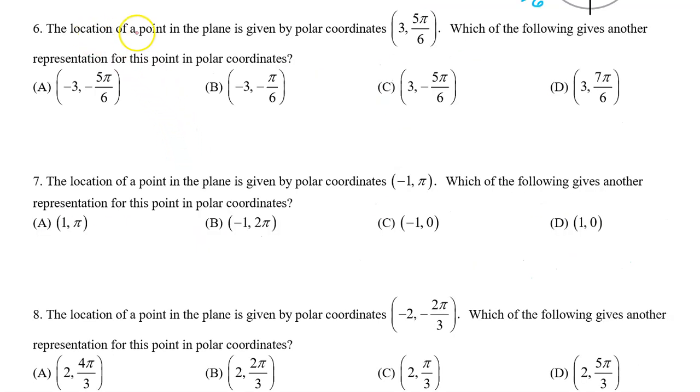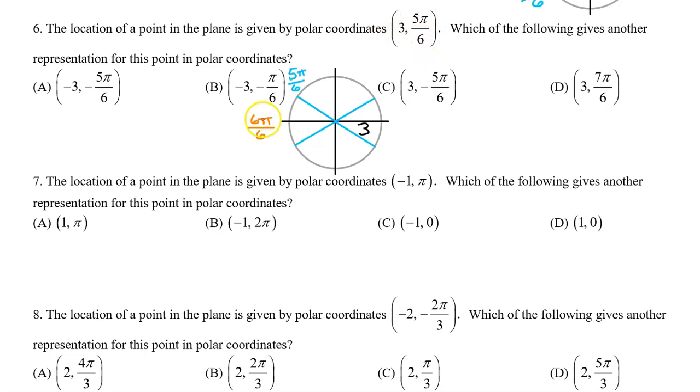Number 6. The location of a point in the plane is given by polar coordinates 3 comma 5 pi over 6. Which of the following gives another representation for this point in polar coordinates? Assuming that the circle shown has a radius of 3, let's graph the point 3 comma 5 pi over 6. We can think of pi as 6 pi over 6, so 5 pi over 6 will be right here in the second quadrant. This red dot is the target.